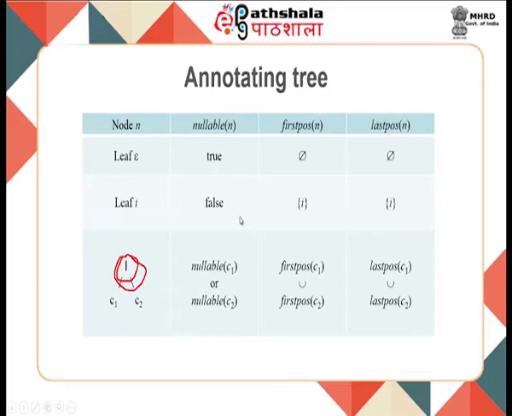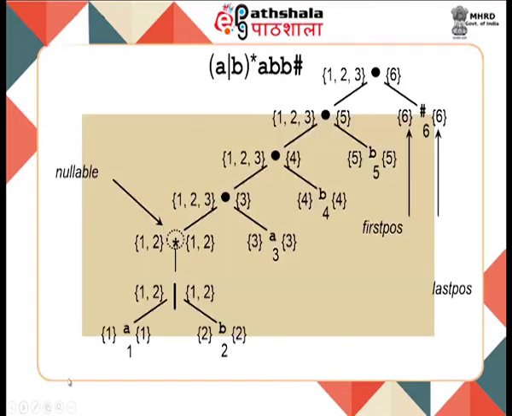Okay, leaf of i, if it is going to be any other leaf node, nullable is false, and first position is i and last position is also going to be i. So with that in mind, this has got first position as 1, the one on the left is first position, the one on the right is going to be last position. We have still not calculated follow position. Okay, so first position is 1, last position is 1.